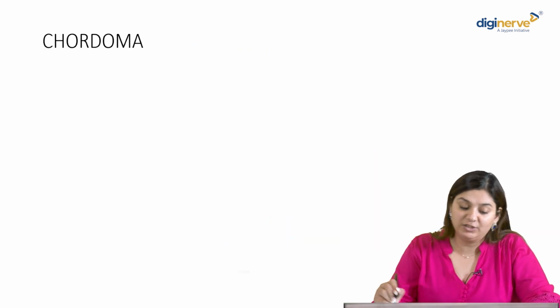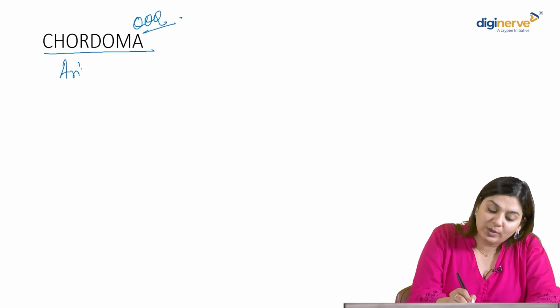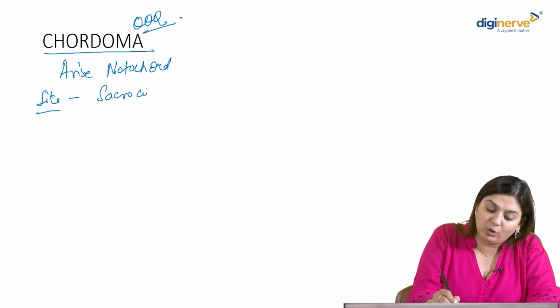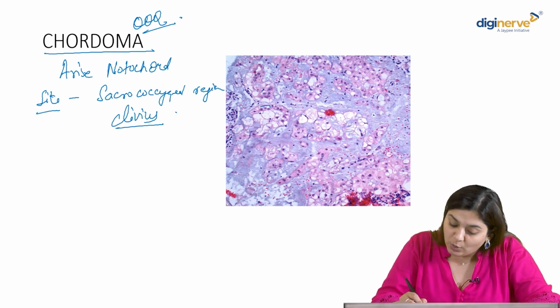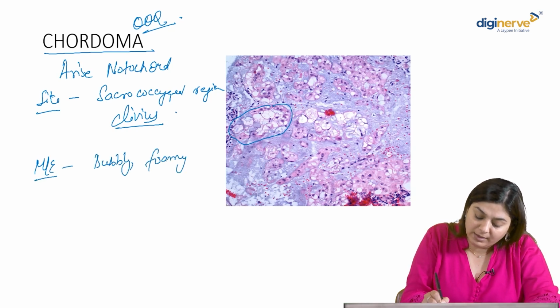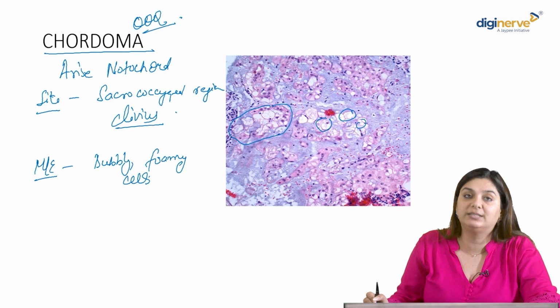Now we move to the next condition, that is chordoma. Very important condition. So it arises from the notochord. The site is the sacrococcygeal region and the clivus region. On microscopy, the very important thing is, can you see all these cells? These bubbly, foamy cells. Can you see all these bubbly, foamy cells amidst this cartilage?